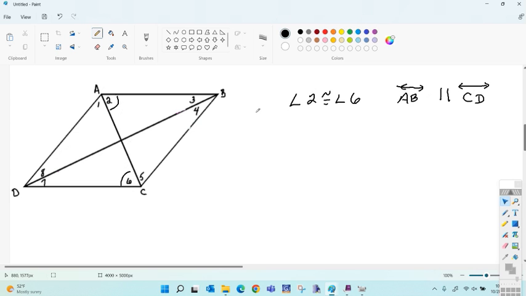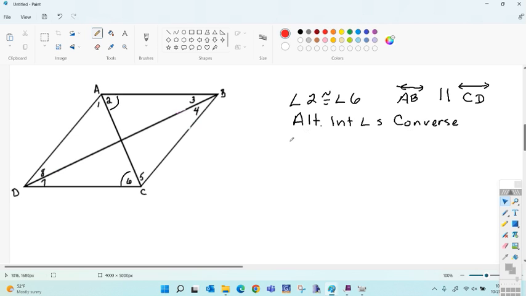And does anybody have the reason for that one? Nico, what do you think the reason is? Alternate interior angles. It is a converse though, because our conclusion is parallel lines.